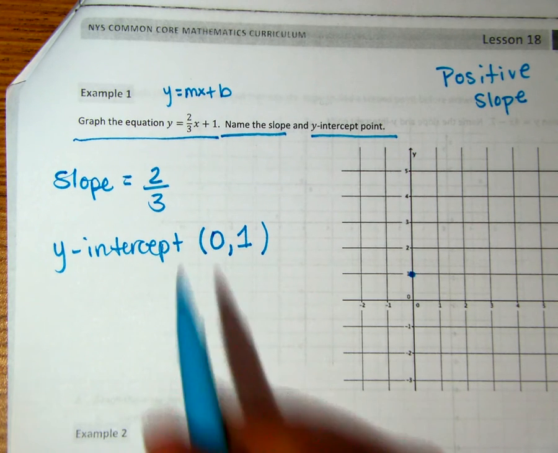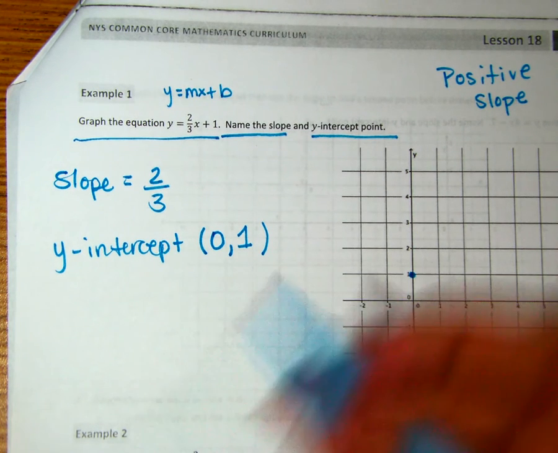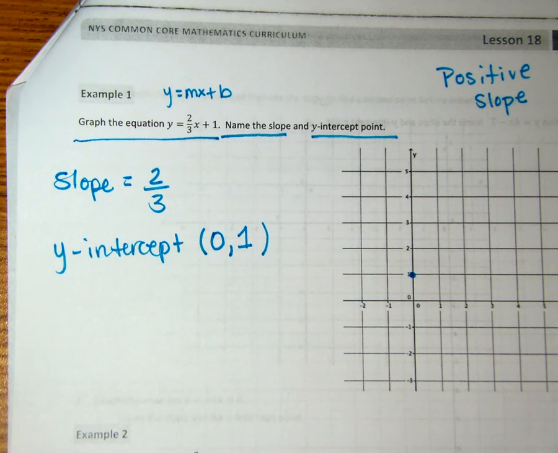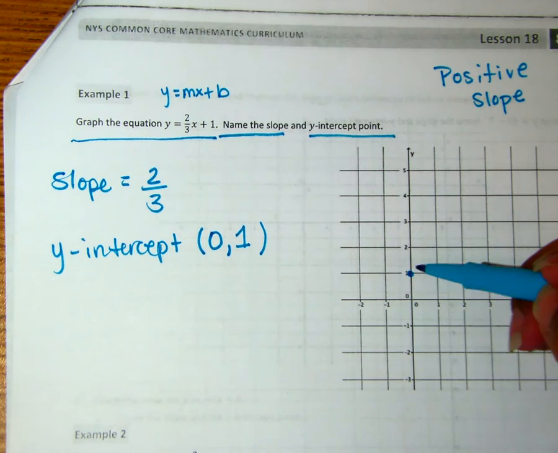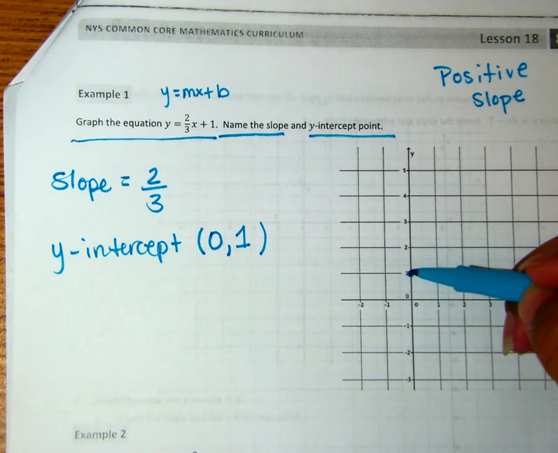Cool. So I've named my slope and I've named the y-intercept point. How could I continue to graph this line? I'm going to need to find another point. What tool do we use to move from one point to another on a graph? Yeah, we use slope to move from one point on a graph. So this means from my given point, I need to move.